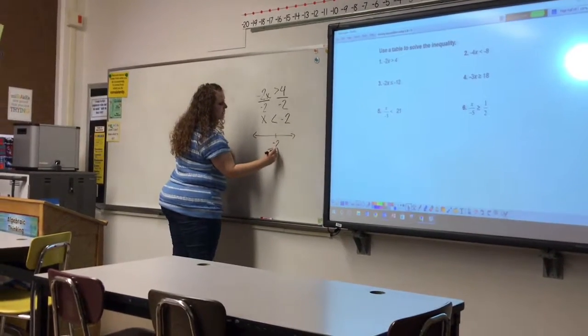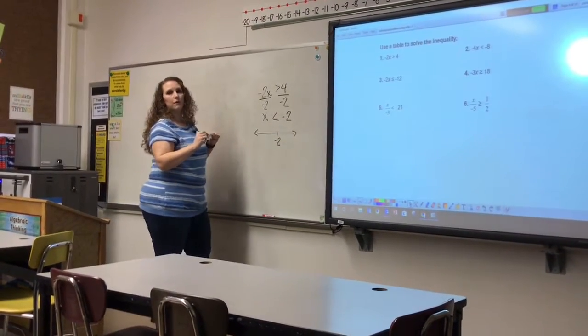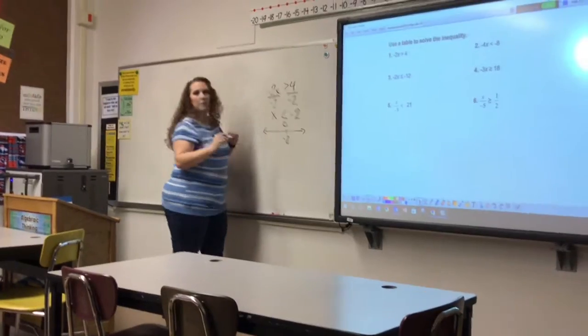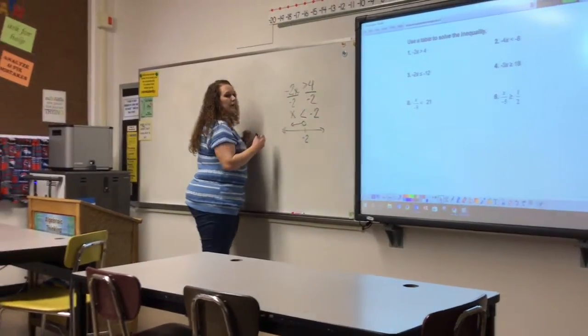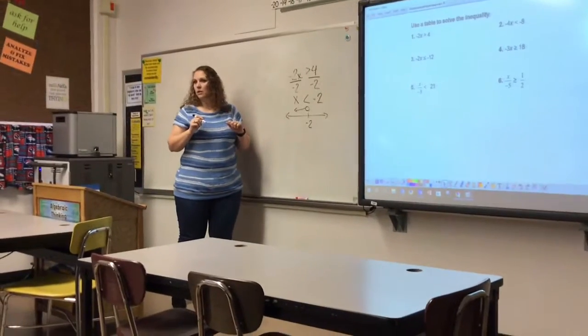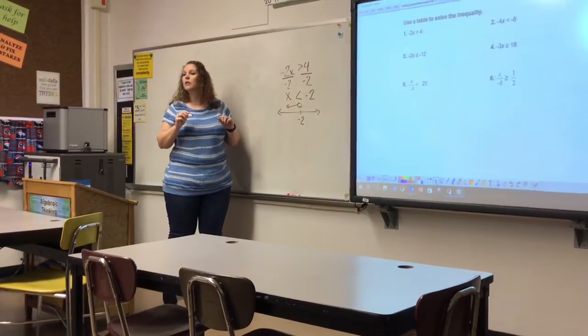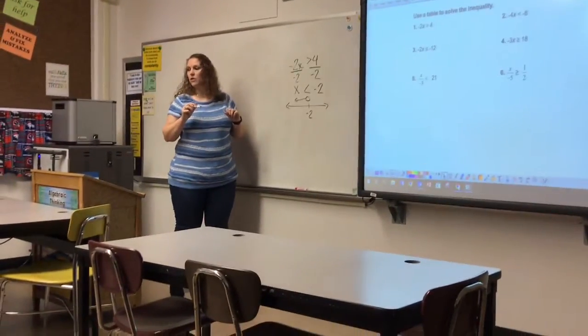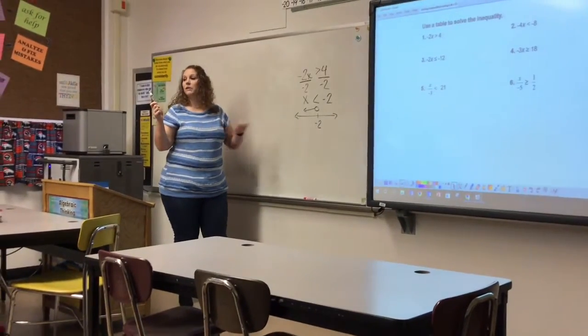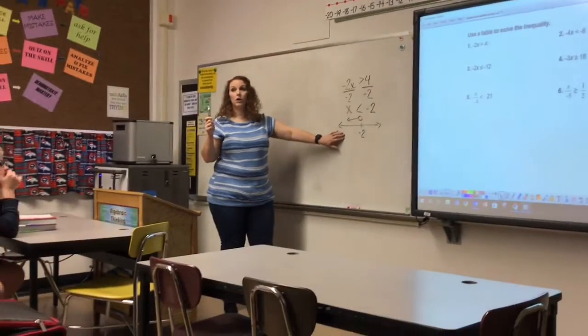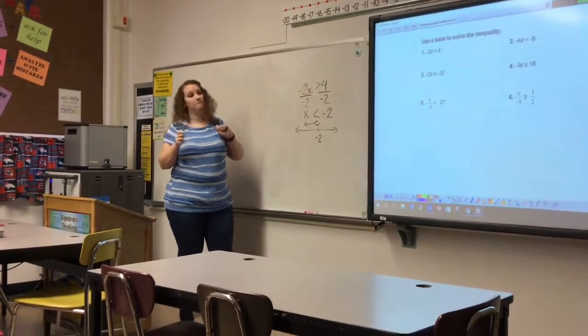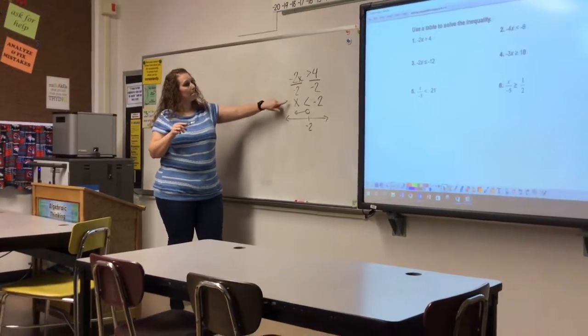We're at -2. Open circle or closed circle? Open. Is my variable larger or smaller? Smaller. So that is how I graph it. Check it. Remember the graphing from last week? Open circle or closed circle? In which direction? Why is x less than -2?